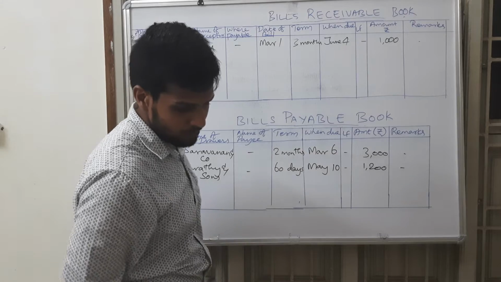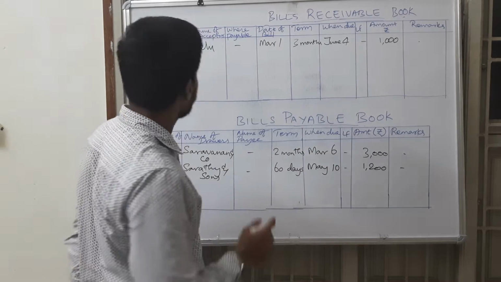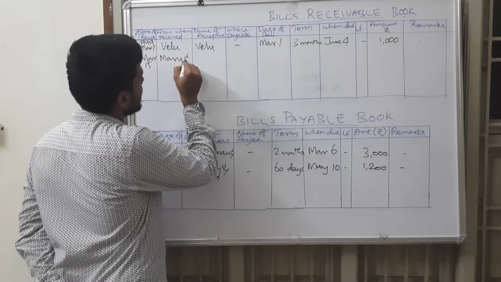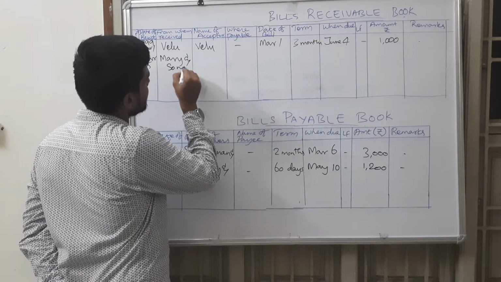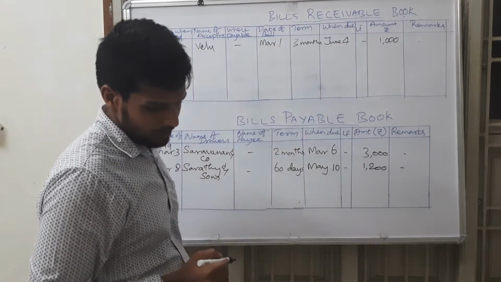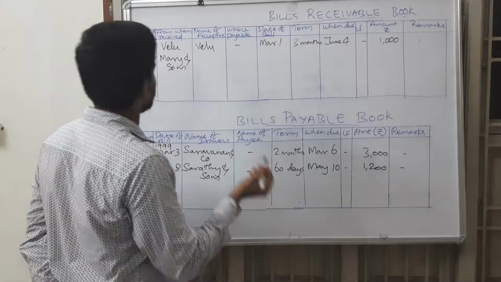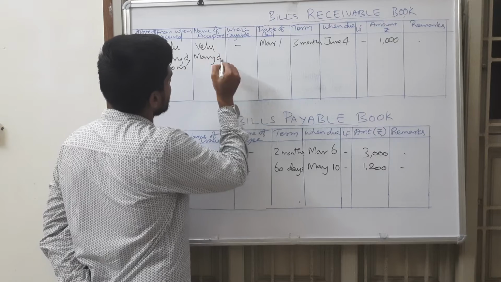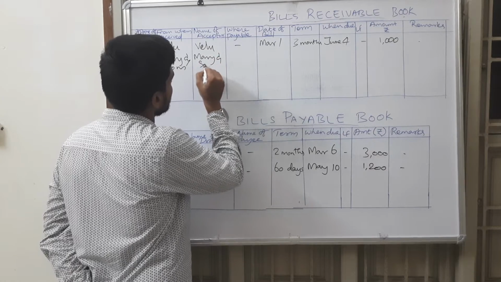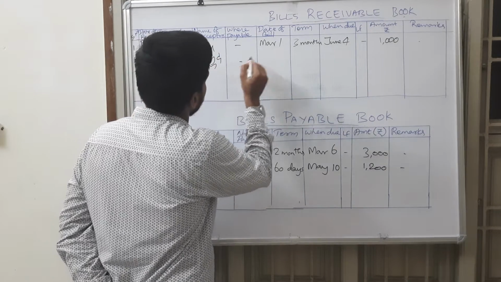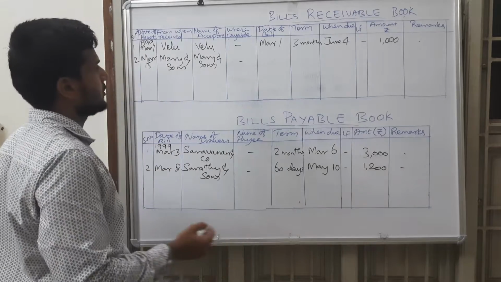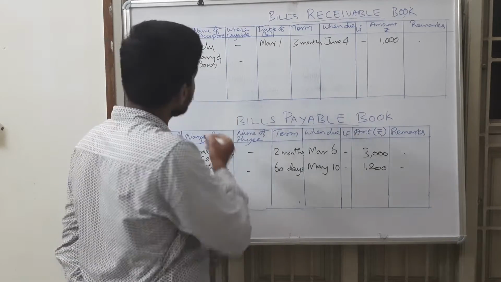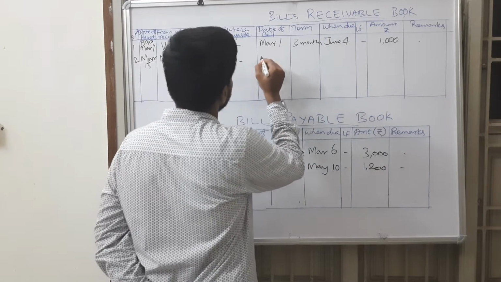Then from whom we are receiving is Mary and Sons. We are receiving the bill from Mary and Sons, and the name of the acceptor, the same person accepting the bill, is Mary and Sons. Where payable, it doesn't describe where it is to be paid. And the date of the bill is March 15.